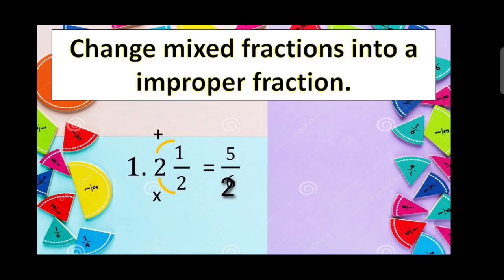Okay? Next, we have 5 6/7. So, ganun gagawin natin. Para makuha natin yung improper fraction, multiply natin yung 7 sa 5. 7 times 5 is equal to 5, 10, 15, 20, 25, 30, 35. So, 35. Then, after niyan, pa-plus natin sa 6. So, 35 plus 6 is equal to 41 over 7. Ang improper fraction natin dyan ay 41 over 7.